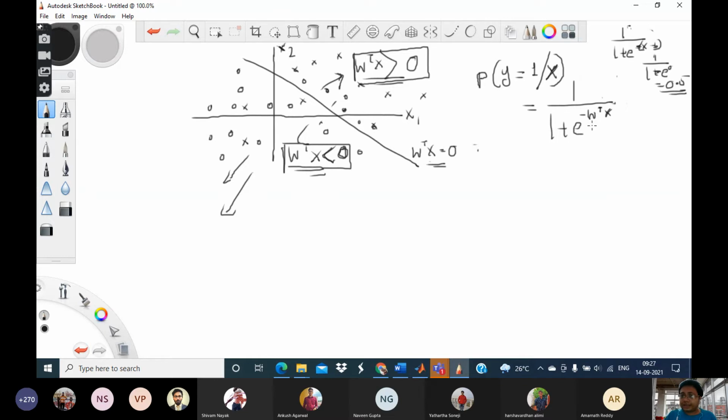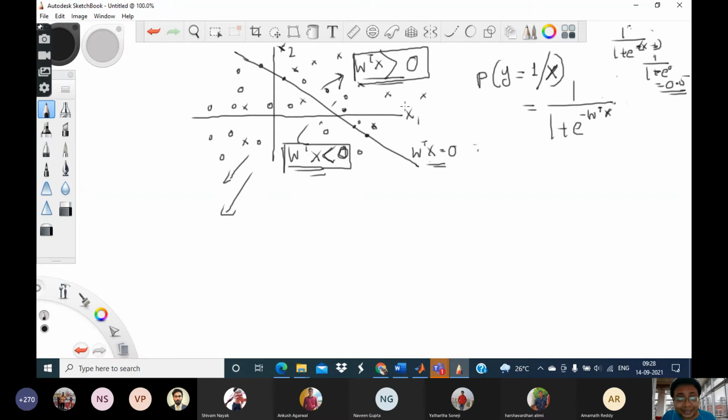Right? In this case, the threshold is not any point but this line itself. But what's the equation of this line? The equation of this line is w transpose x equal to 0. So whenever I reach any point on this line, what is this probability equal to? Half. 0.5. Because for such values of x, this w transpose x becomes equal to 0. So I write 1 plus e to the power 0, which is half.